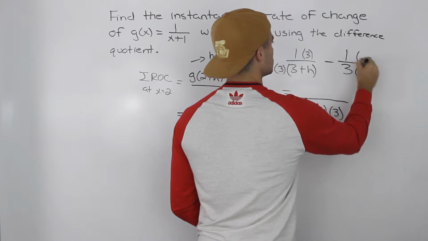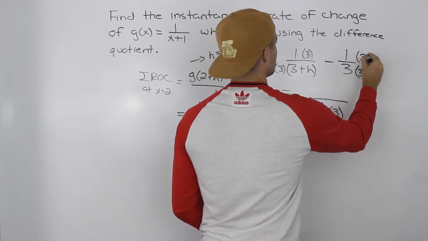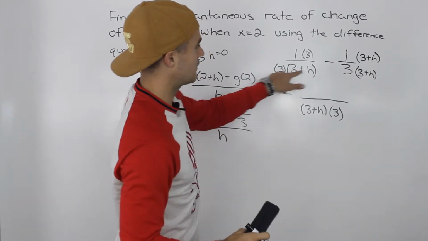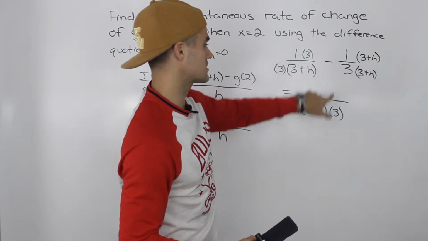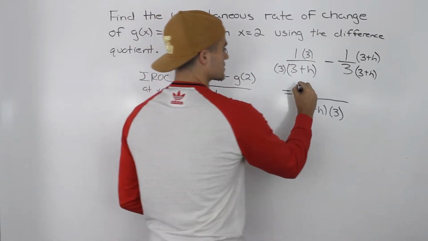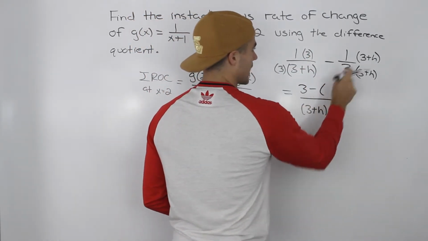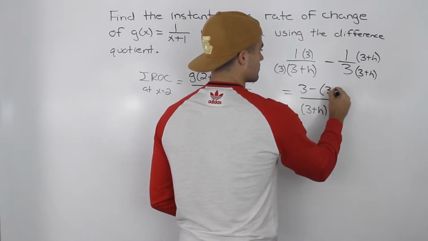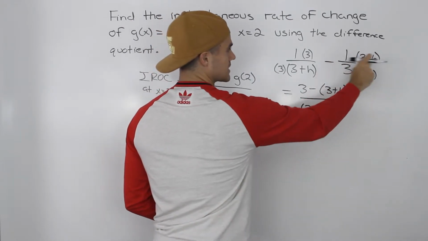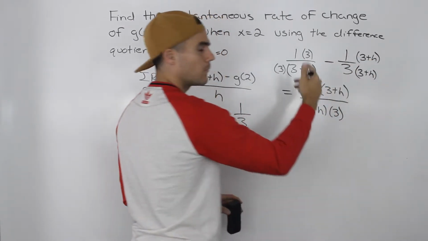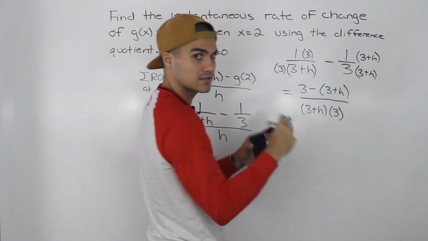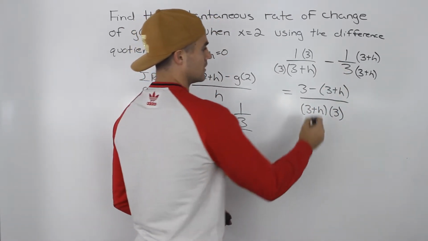So again, what we do to the bottom, we have to do to the top. So now, since we have a common denominator for both of these, we can subtract the numerators. So 1 times 3 is 3, and we're going to be subtracting this whole expression, 3 plus h. And make sure that whatever you're subtracting here, if there are multiple values, you have to put them all in brackets because you're subtracting that whole expression.